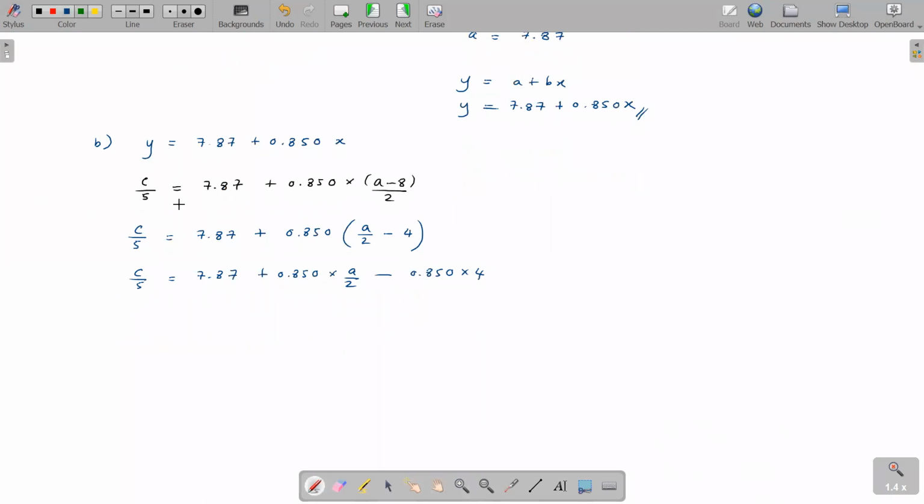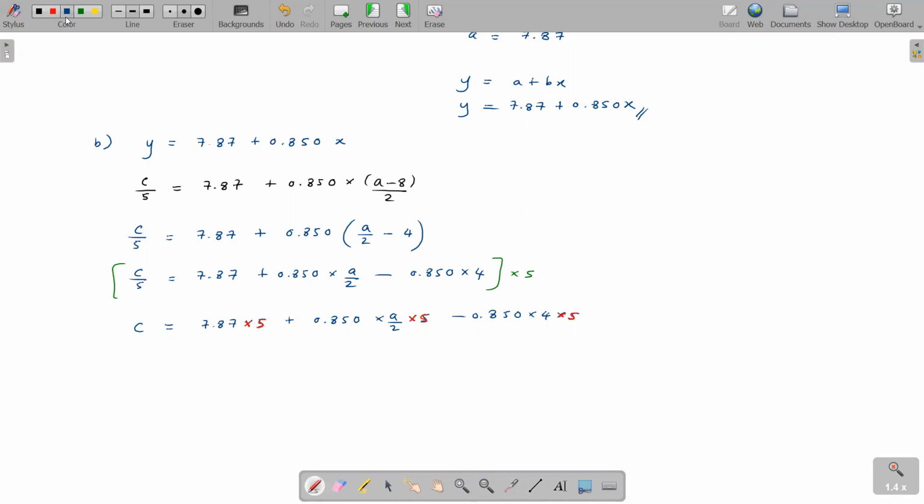And then you multiply the entire equation to make c the subject. Multiply the entire equation with 5. Are you with me? c over 5 into 5 is c. This is 7.87 into 5. This is 0.850 into a over 2, you multiply by 5. This is minus 0.850 into 4, you multiply by 5. Can you see what I did over here? Every single term was multiplied by 5, right? Because you expanded the entire thing. Now here c over 5, when you multiply by 5, it becomes c. But every other term multiplies by 5, guys.